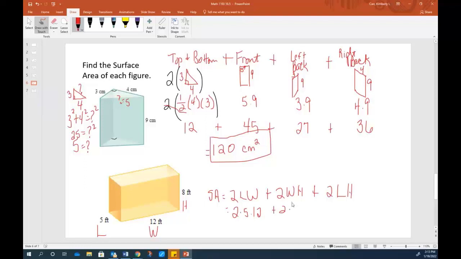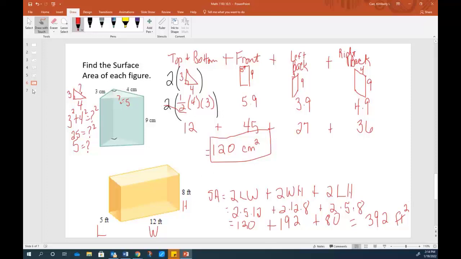Just filling in the numbers now. Doing the math, 2 times 5 is 10, times 12, 120. This one is 192. 2 times 5 is 10, times 8 is 80. 120 plus 80 is 200, plus 192 is 392. Yay for the rectangular box. It was a lot faster, wasn't it? It is squared because it's surface area.